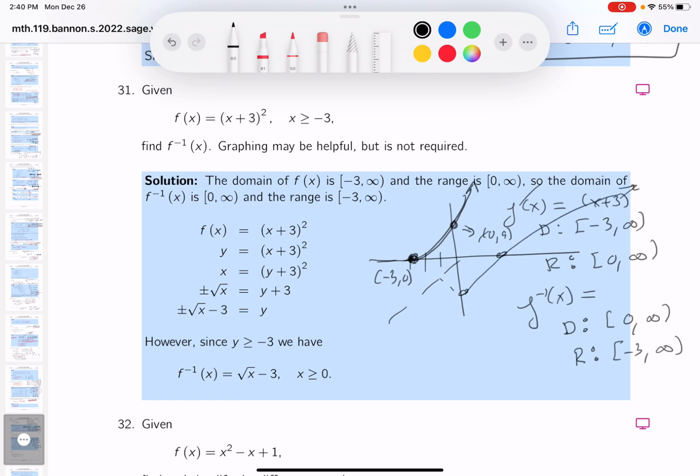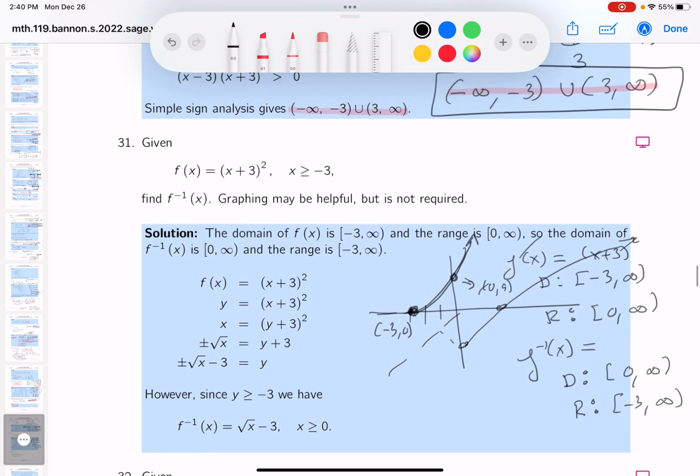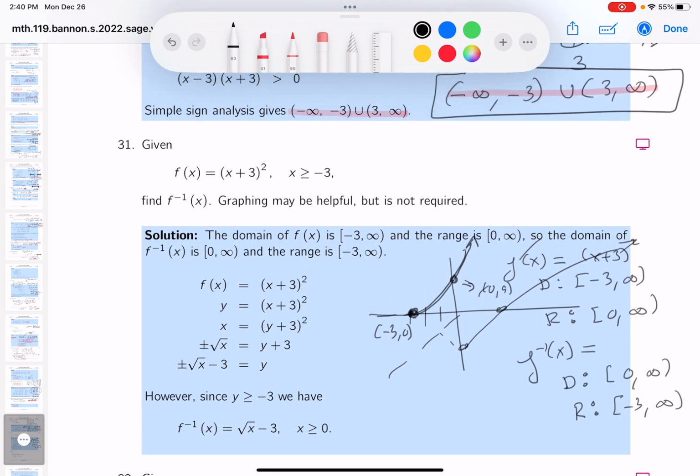All right, the inverse. Let's find the inverse, though. Let's take a look at it. So what suggestion did we make? Well, take the f of x, turn it into y, and you get y equals (x plus 3) squared. And here comes the problem. You change x and y.